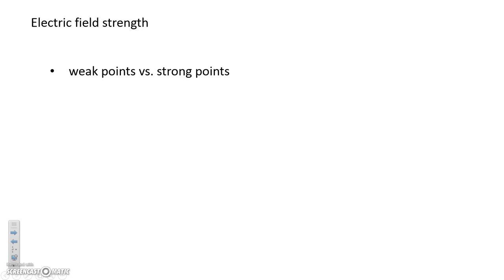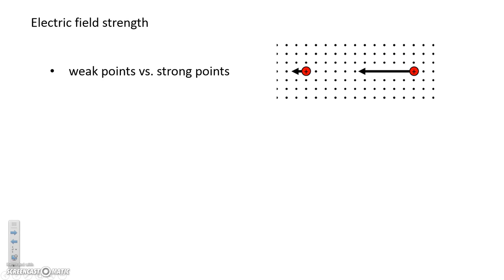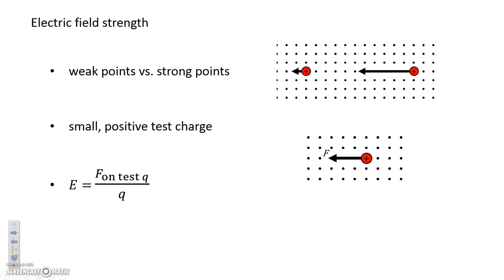Let's recap what we know so far. We use electric field strength to talk about the field. It helps us distinguish weak points from strong points. When we measure electric field strength, we use a small positive test charge. We define it as the force on the test charge divided by how many coulombs are in the charge. So we know it has a magnitude equal to this amount, and it also has a direction. Electric field strength is a vector. Here's how you find the direction.